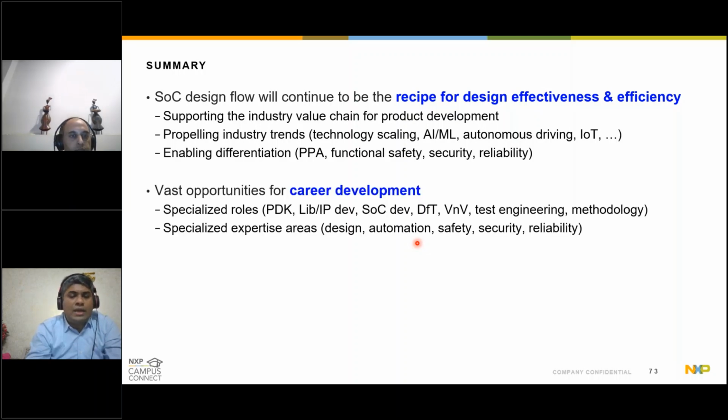Then again, this is a shout out to all of those who are on this call who are students and who are aspiring semiconductor professionals or fresh engineers. I think there are vast opportunities, as I said, whether it is from a roles point of view.